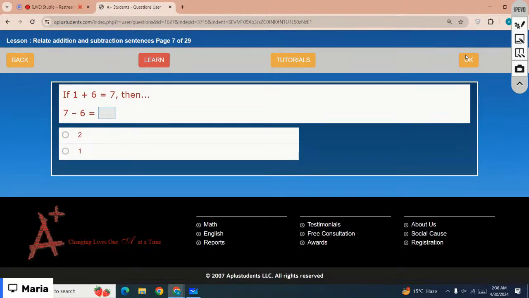If 1 plus 6 equals 7, then 7 take away 6 equals. I'm doing a grade 1 session, not grade 3 or 4, right? So we have to maintain the level for grade 1 students. You can join me in the grade 4 session. The correct option is 7 take away 6 is 1.